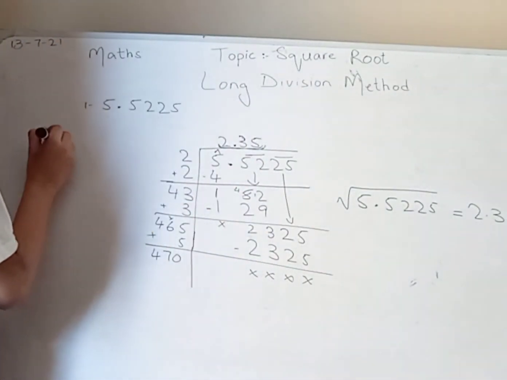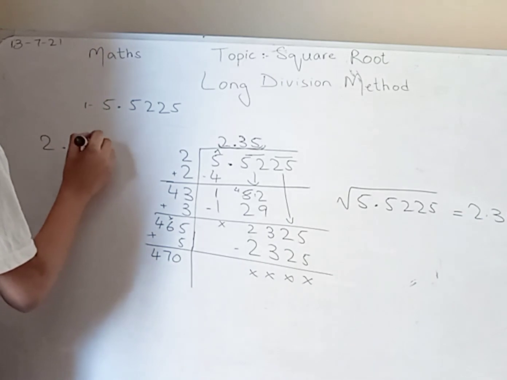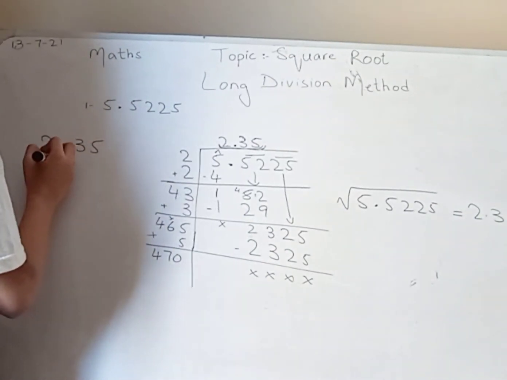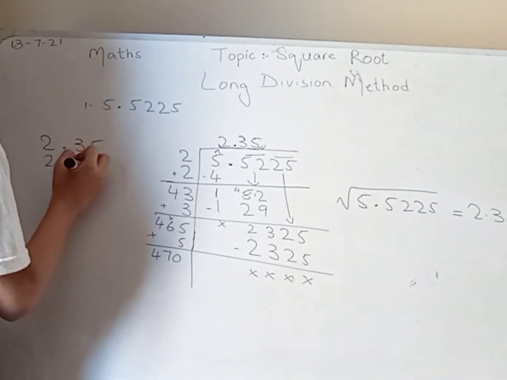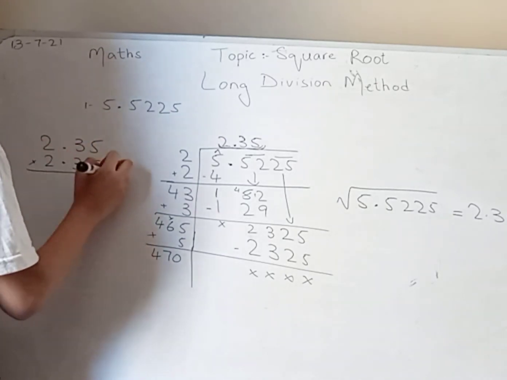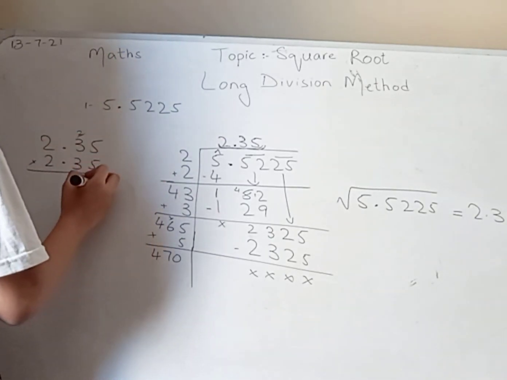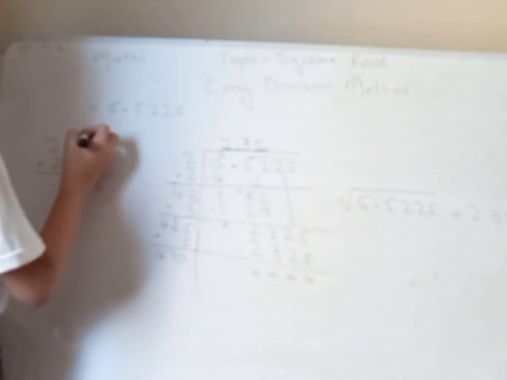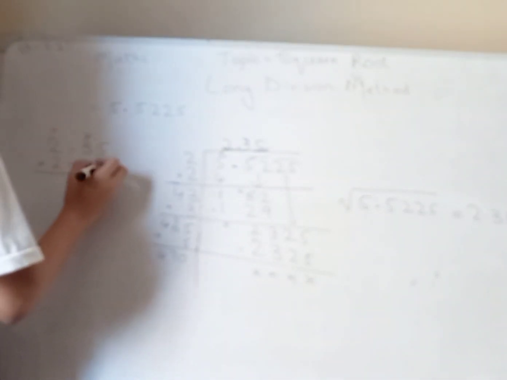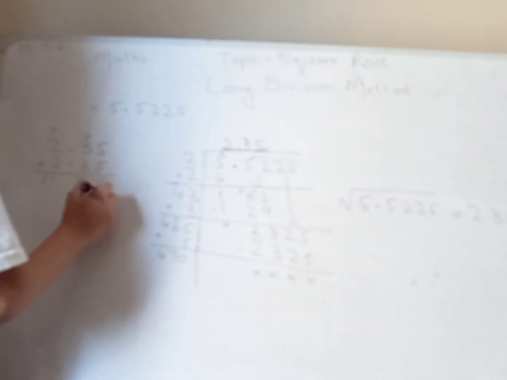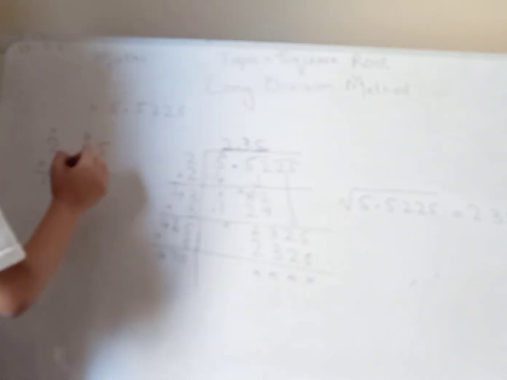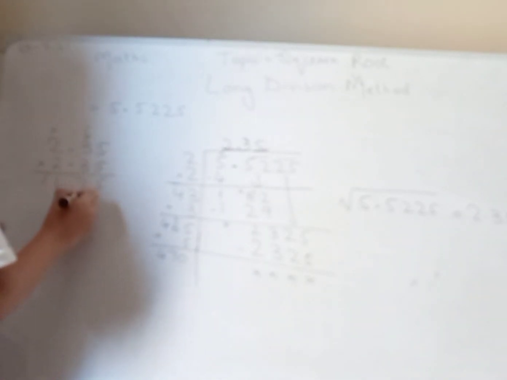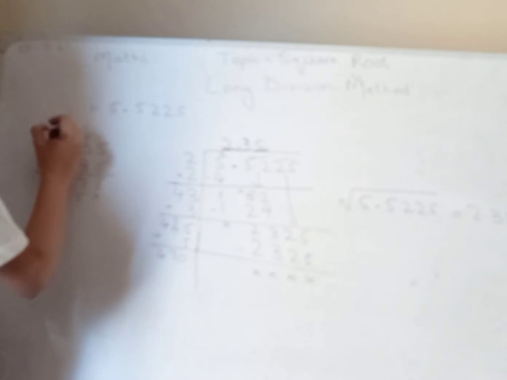Prove your answer. Just write your answer and multiply with its own number. 5 times 5 is 25. 5 times 3 is 15. 17. 5 times 2 is 11. 3 times 5 is 15. 3 times 3 is 9, 10. 3 times 2 is 6, 7.